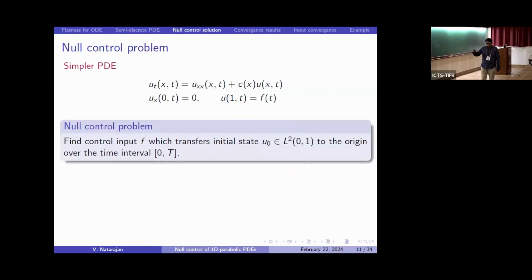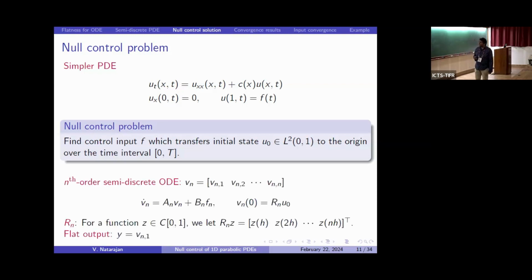So what I'm going to do now is basically tell you what the procedure is, what the algorithm is. We'll say how we do null control using the ODEs, and then I will show subsequently that the algorithm that I'm presenting in fact works. Okay, first I want to present just the algorithm, so it's something that we can follow to use. Okay, so we have this PDE, ut is equal to uxx plus cu, and we have this input f. So the question is, find the control input f which transfers the initial state u0 in L2 to the origin on the finite time interval 0, T. This is a null control problem we are looking at.